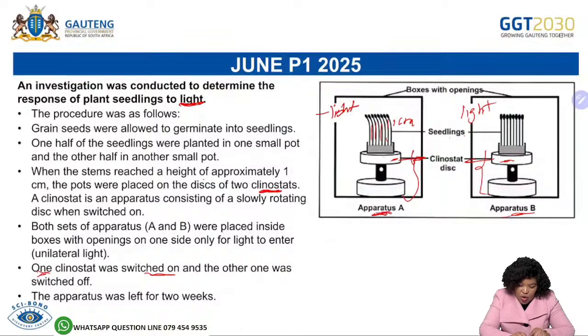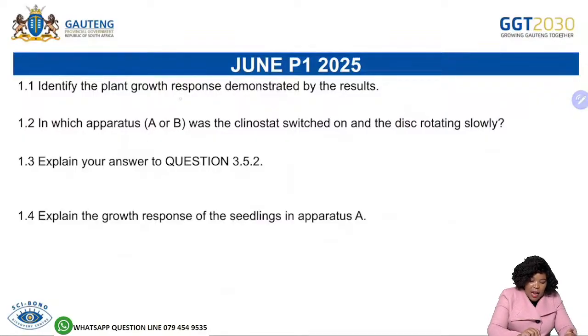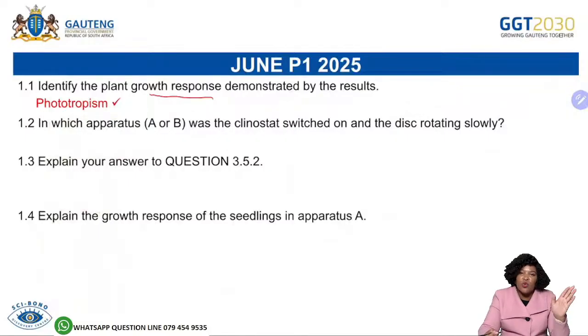So let us check what it is that we are observing. In apparatus A, you can see that the seedlings are starting to grow and bend towards that small opening where light was coming. However, in apparatus B, the seedlings are growing evenly upwards. So this is the information you have so far from your observation. Then let us go to the questions. Identify the plant growth response demonstrated by the results. It is phototropism. Why phototropism? Because we want to see their growth in response to light.